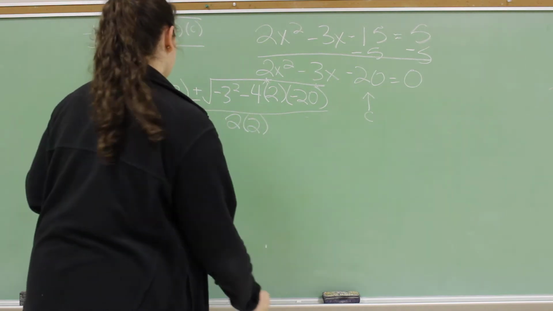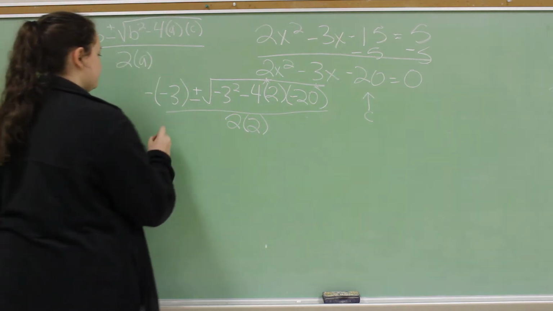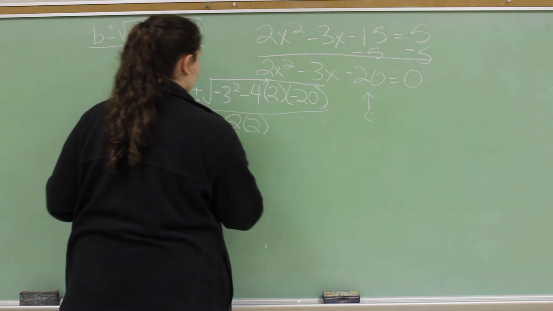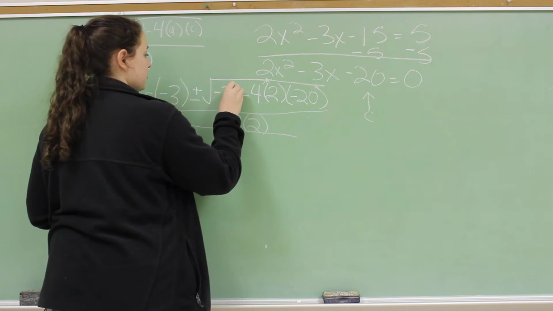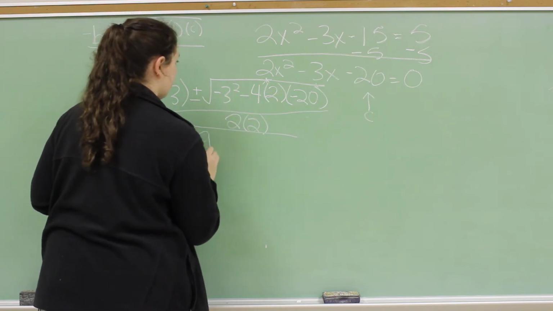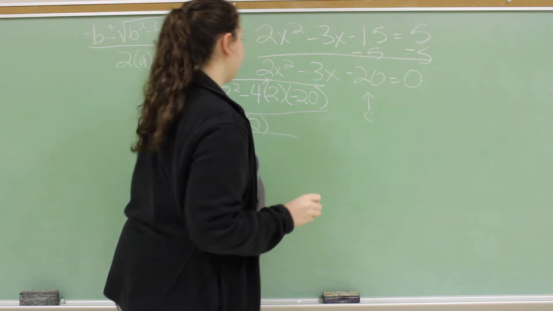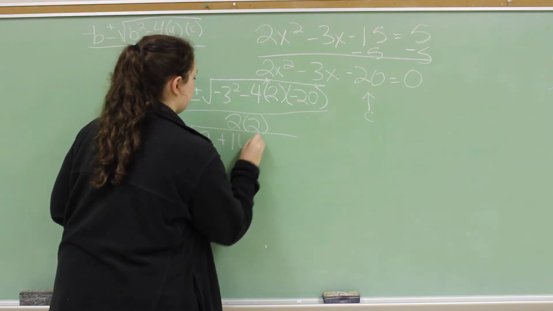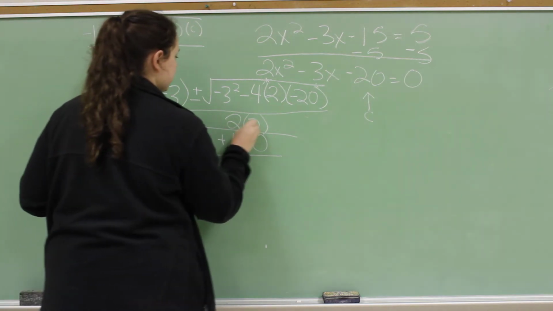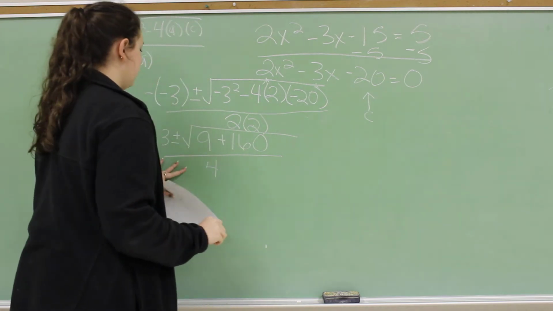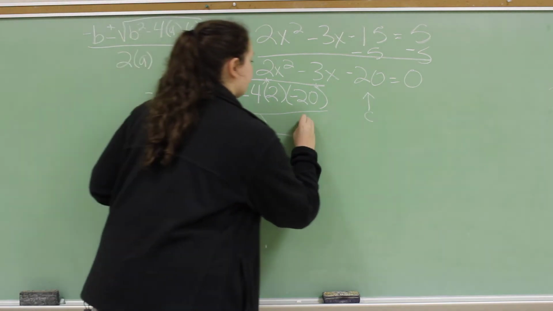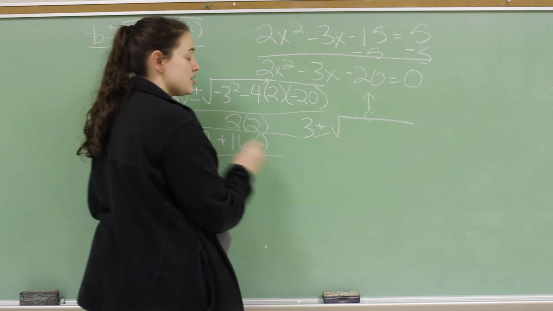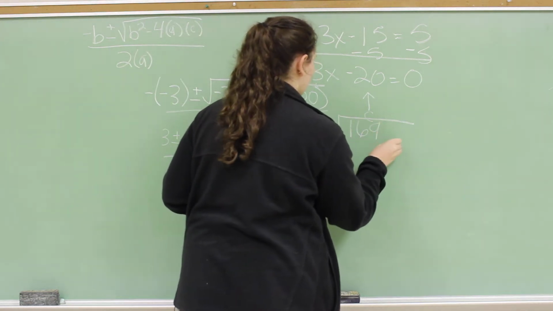So the first thing we have to do is simplify. So this would be 3 plus minus the square root of negative 3 squared, which is 9. Negative 4 times 2 is negative 8, and negative 8 times negative 20 is positive 160, over 2 times 2, which is 4. So, simplifying even more, you have 3 plus or minus the square root of 160 plus 9, which is 169, all over 4.